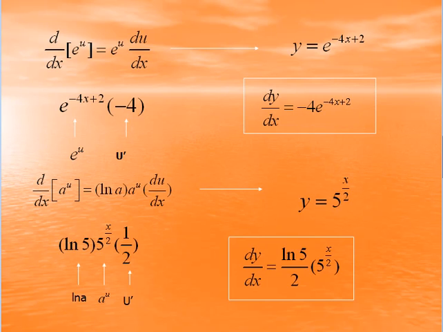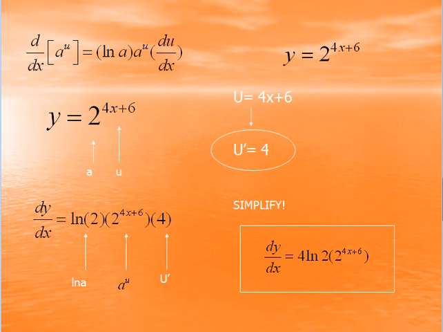This gets a little bit more complicated, so we'll just do another problem here. It's the same rule, except we're putting an expression up at the top instead of just an x over 2. In this case, we have y equals 2 to the 4x plus 6. In the same instance, you have to take the u prime of u. u prime, in this case, of 4x plus 6 is just 4.